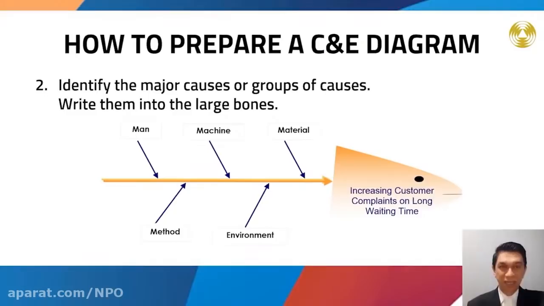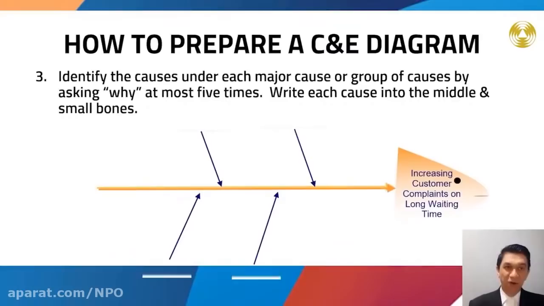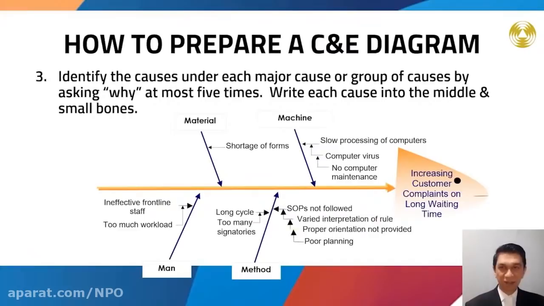The third step is to identify the causes under each major cause or group of causes by asking why 5 times and write each cause into the middle or the small bones. So this is an example actually of using 2 techniques in a problem-solving case. In this example, we use the Ishikawa diagram combined with the 5 whys. So you can actually use a couple of other tools to get to the root cause of a problem.